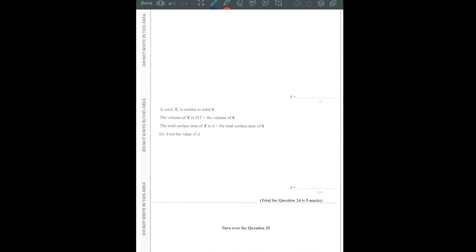Only 1 mark though. A solid T is similar, I see the word similar, I think scale factors, to solid S. The volume of T is 512 times the volume of S. Well, that 512 is telling me how to go from the volume of S to the volume of T. That is a volume scale factor. So the volume scale factor is 512. The total surface area of T is D times the total surface area of S. The question is asking, what is this area scale factor?